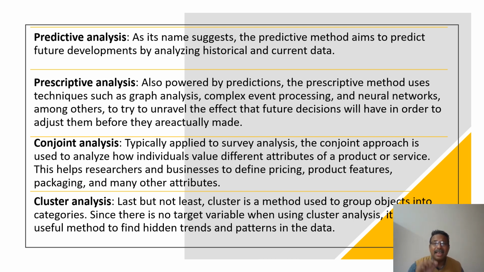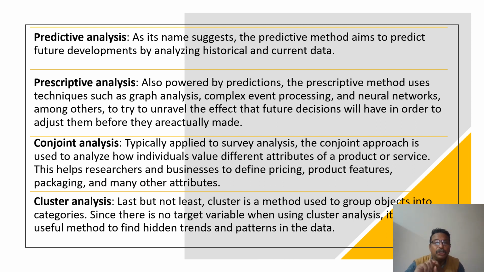So predictive analysis, as the name suggests, will help me to predict what is going to happen in due course of time. Prescriptive analysis is also an offshoot of predictive analysis. Prescriptive methods will give me graphical analysis, complex event processing, and neural networks, among others, to try to unravel the effect future decisions will have, in order to adjust them before they are actually made.